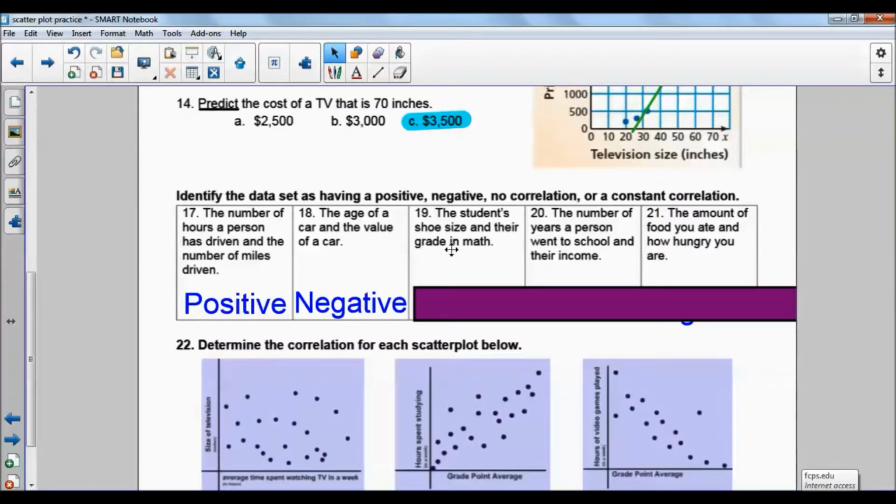A student's shoe size and their grade in math. Well, it doesn't matter what your shoe size is, it's not going to affect your grade in math, so that's going to have no correlation. They don't affect each other.